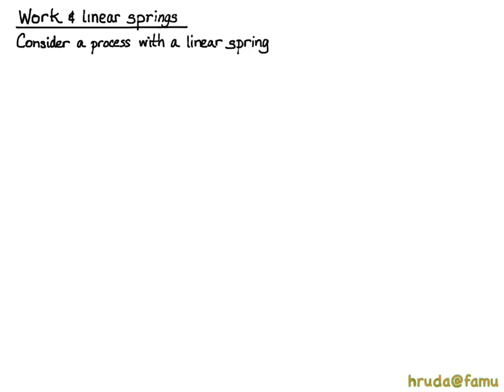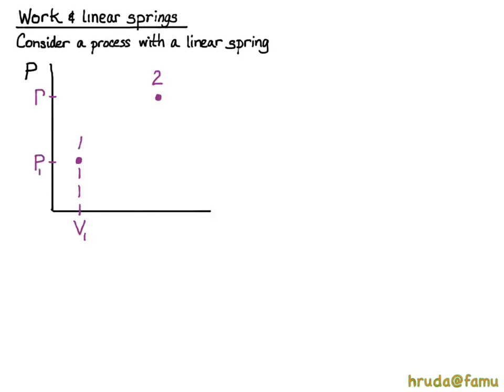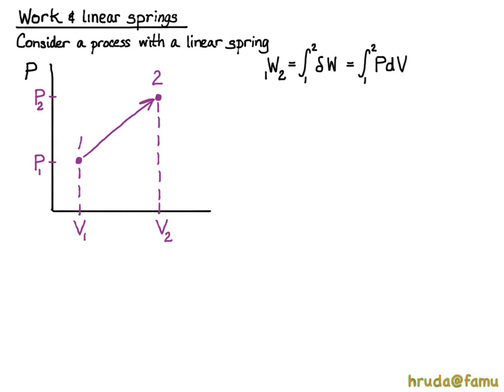Now finally we can look at work and processes involving linear springs. Linear springs are springs where the spring constant is linear. There's a linear relationship between force and displacement. But more importantly for you in thermodynamics, if I'm going from state 1 to state 2 on a PV plot and the piston is spring-loaded and that spring is a linear spring, I will connect the two states with a straight line. The work in going from state 1 to state 2, we've already established, is the area under the process on a PV plot. That is the work.